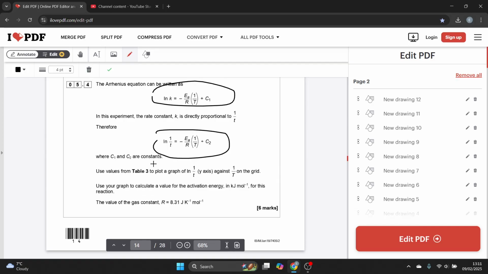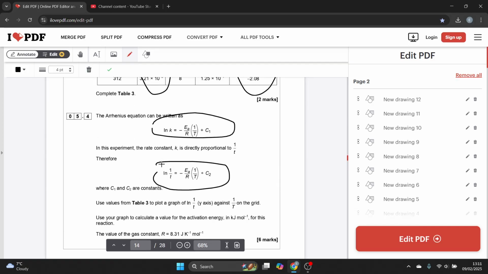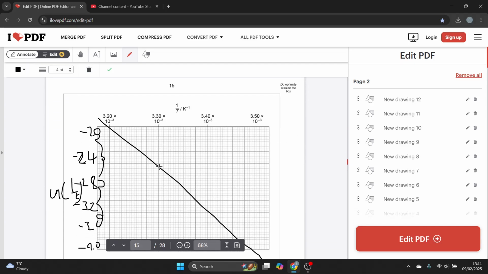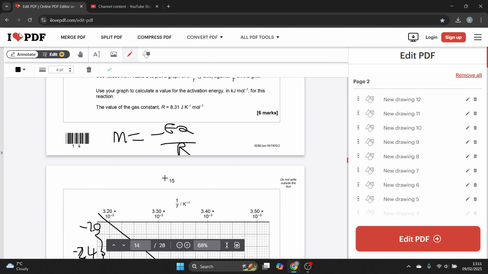The reason being is because with these Arrhenius calculation questions and equations, we have to compare it to y equals mx plus c. That's what we're going to do now. And if we do that, y is that, x is that, c is that. I want to find out activation energy, which is the gradient. Well, the gradient I can see is minus EA over R. And that's why it has to be a straight line, either downwards or upwards, or even sideways, but it has to be a straight line because you have to compare it to y equals mx plus c.